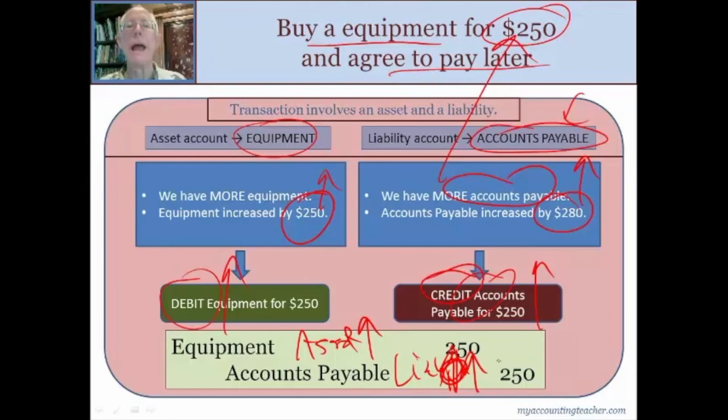Asset went up. Where do we get the money to buy the asset? We promised to pay later, so the liability also went up. Asset up, liability up. Debit, credit. And wait, did our debits equal our credits? Oh, yeah. Perfect.